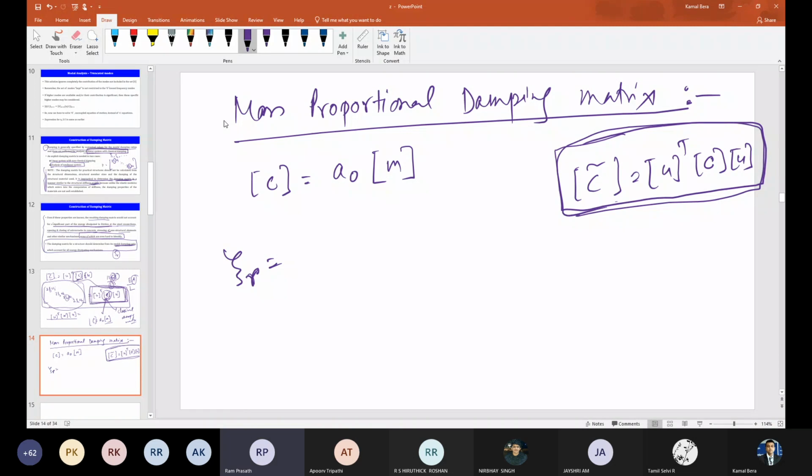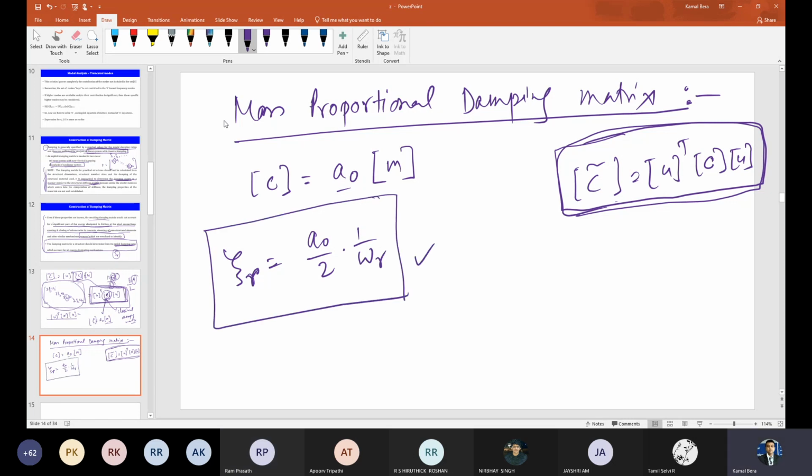So since the matrix is normalized, it will be 1 by 2 omega r. Then it will be A naught by 2 omega r. A naught by 2 omega r.